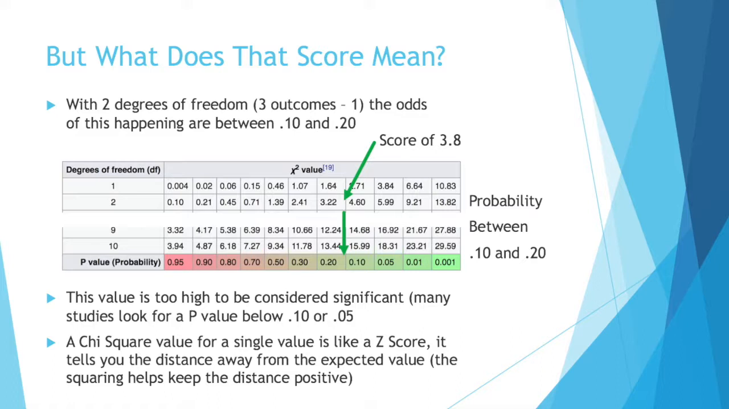See where we get that from? We looked at the table where our degrees of freedom value was 2. Then we found our score of 3.8 between the cells 3.22 and 4.6. Then we looked down at our p-value probability and saw that it would fall between 0.2 and 0.1. When using a lot of programs, you would get that exact probability, but this is just a general way of looking at it to get an idea. This value is too high to be considered significant. Many studies look for a p-value below 0.1 or 0.05.